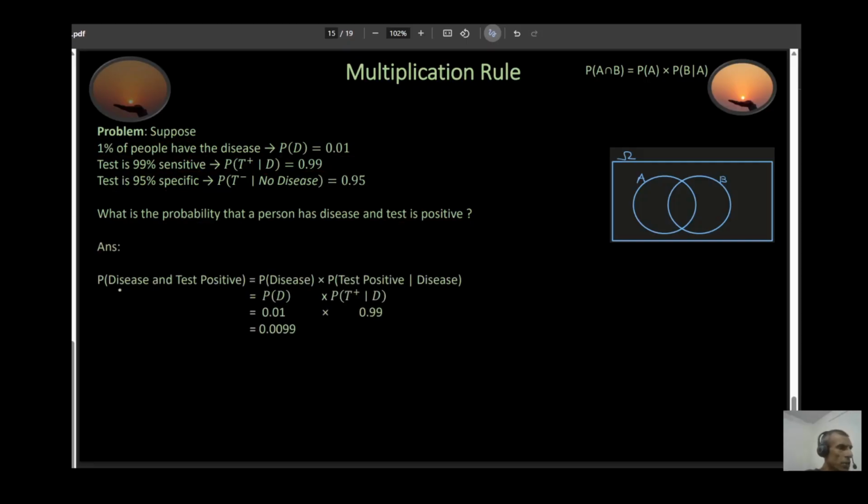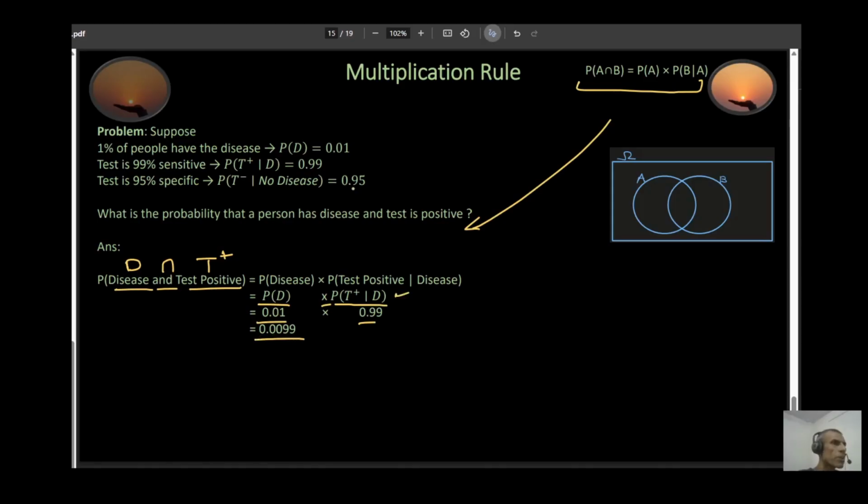In this case, you have to determine the probability of disease and test positive, so D and T plus. We would be using this expression right here. Using that expression, this will be equal to the probability of disease times the probability of test positive given that he has the disease. Substitute your numbers and you'll get your answer as 0.0099.